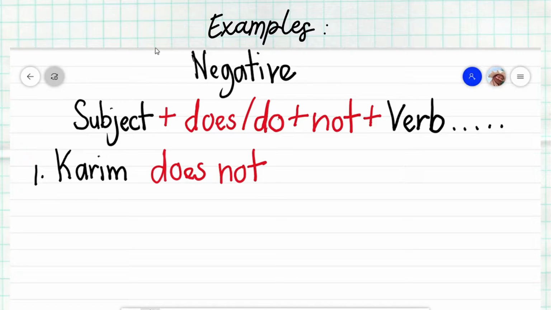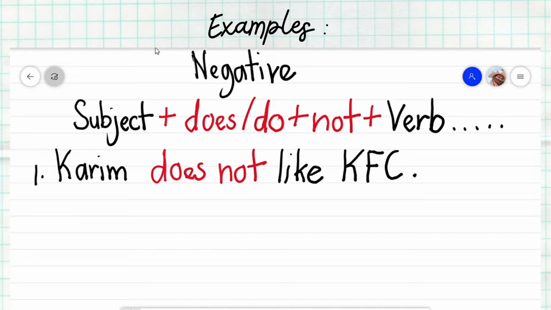Bergantung kepada ayat yang kamu nak buat lah. It's depending on your sentence, what you want to say. Awak nak cerita apa? Okay, I nak cerita Karim tidak suka KFC. Okay, Karim does not like KFC. Okay, in this example, I use Karim does not like KFC. Why? I don't know. I think almost everybody likes KFC.